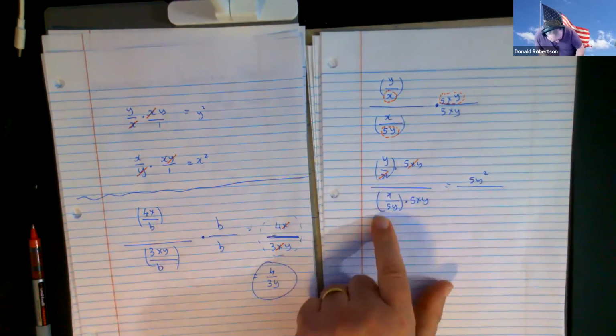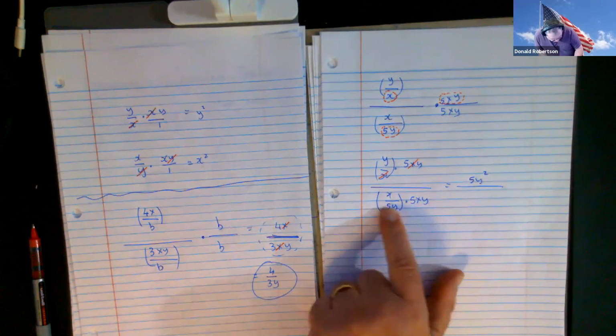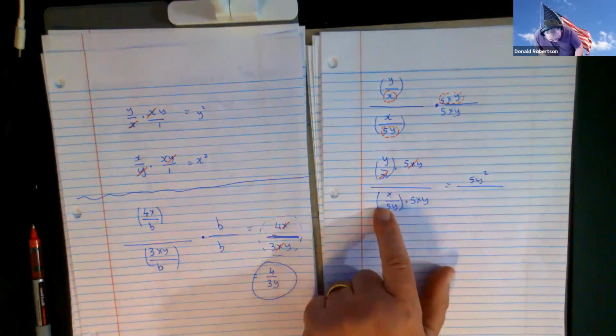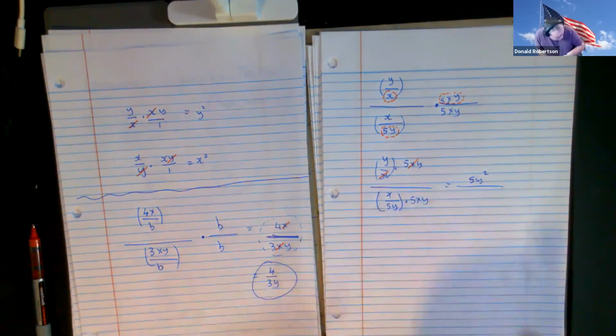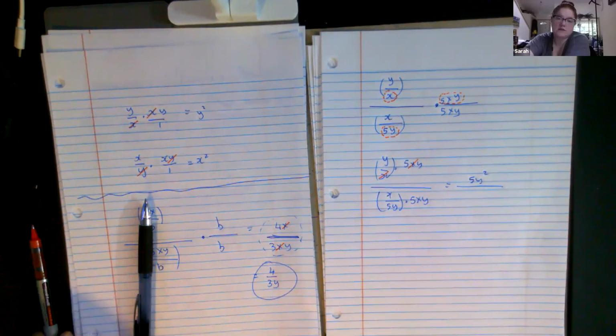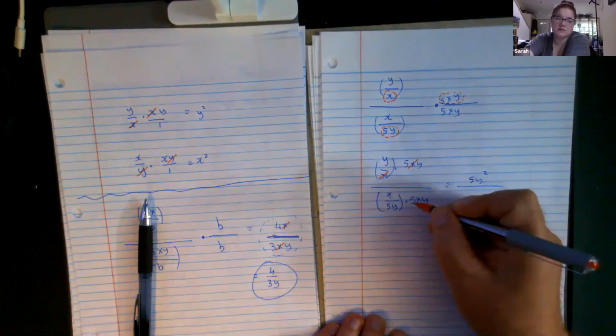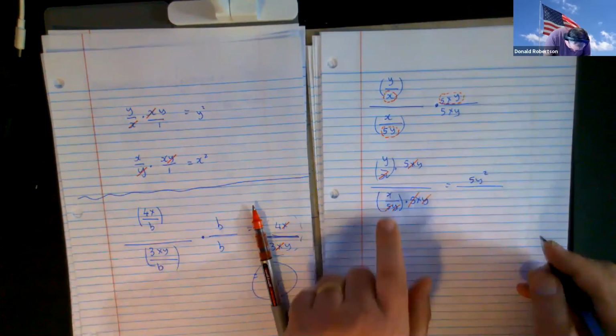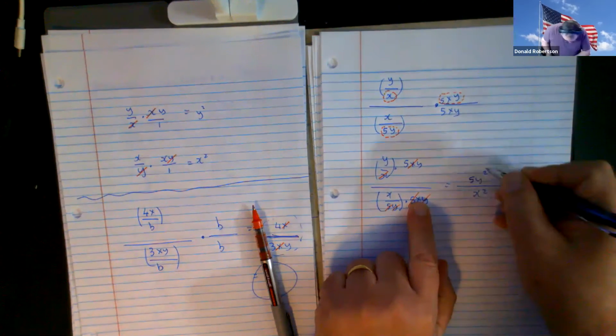Right, what about this fella? Who will get killed off here? And that way we can figure out what's left. X over 5y times 5xy. Who gets killed off when you have these fractions and non-fractions together? 5 and y. Right, so you see that guy and that guy go away. And all you're left with in this case is x squared. Isn't that a much prettier answer?